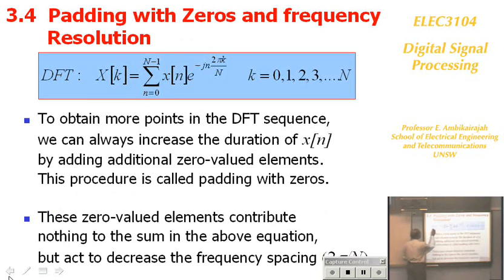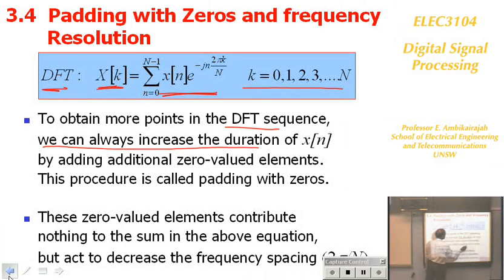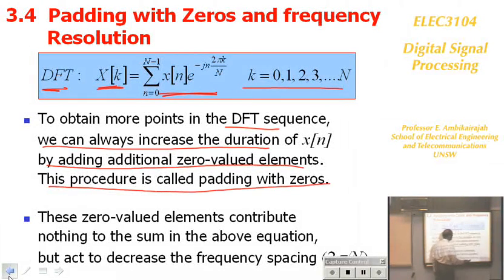So all it says is, we want to find the DFT X(k), and that's your equation, k is 0 to N minus 1. To obtain more points in the DFT sequence, we can always increase the duration of x(n) by adding additional zero value elements. This procedure is called padding with zeros. You have to add the zeros at the end or before, not in between samples. That's wrong. If you add in between samples, then you are changing the sampling frequency. You must add at the end or at the front.